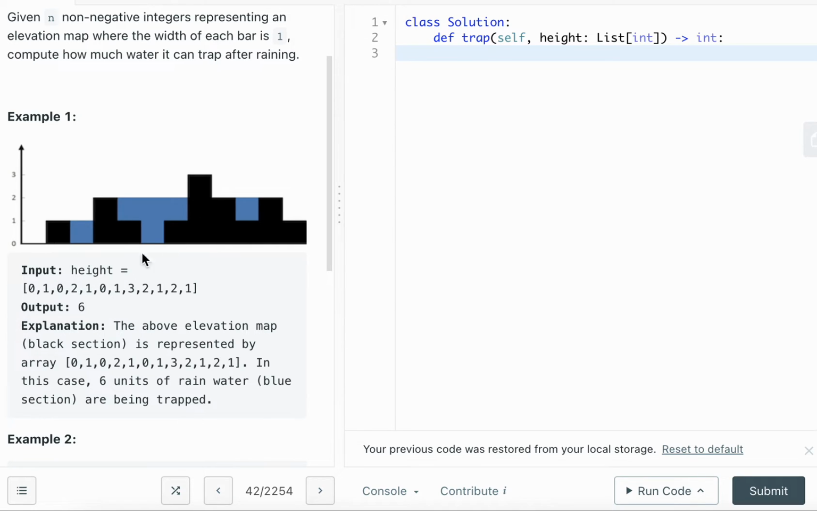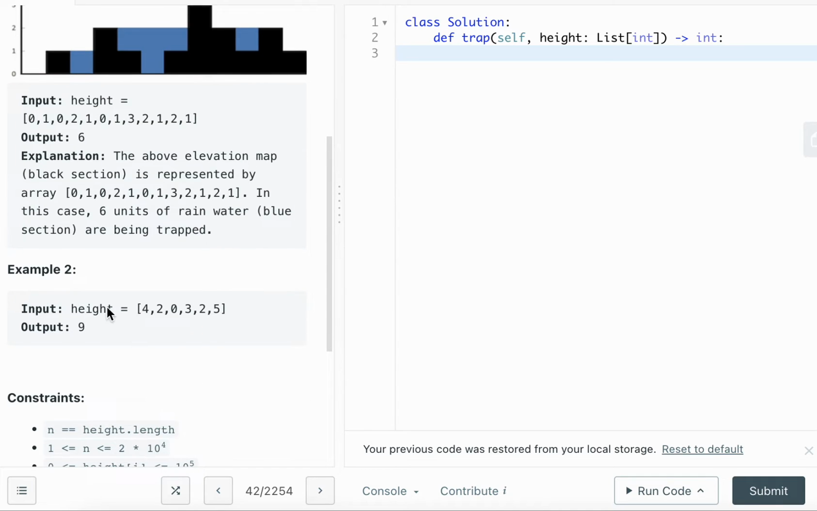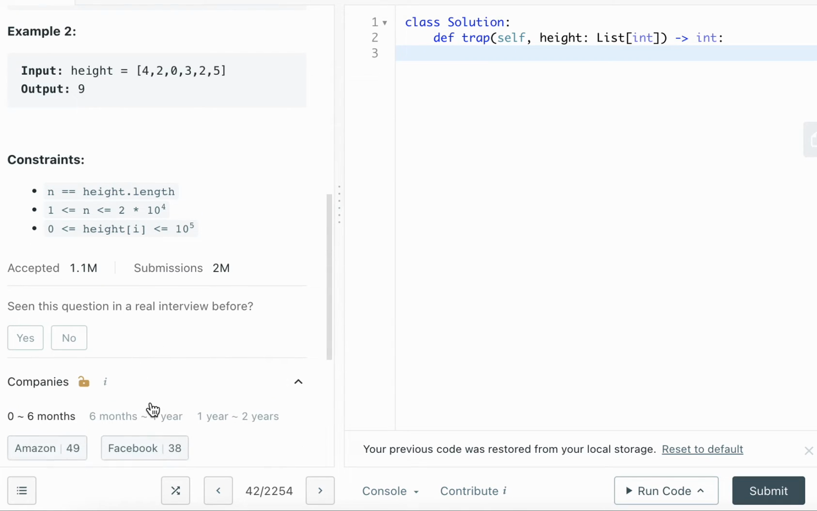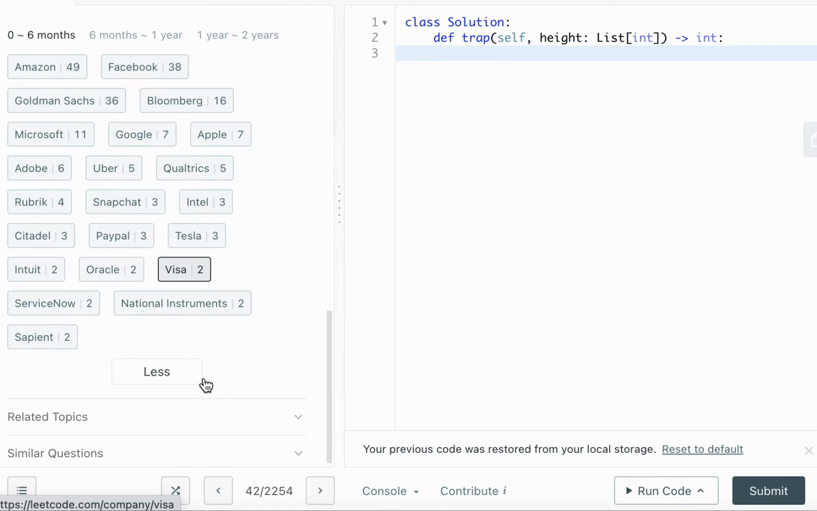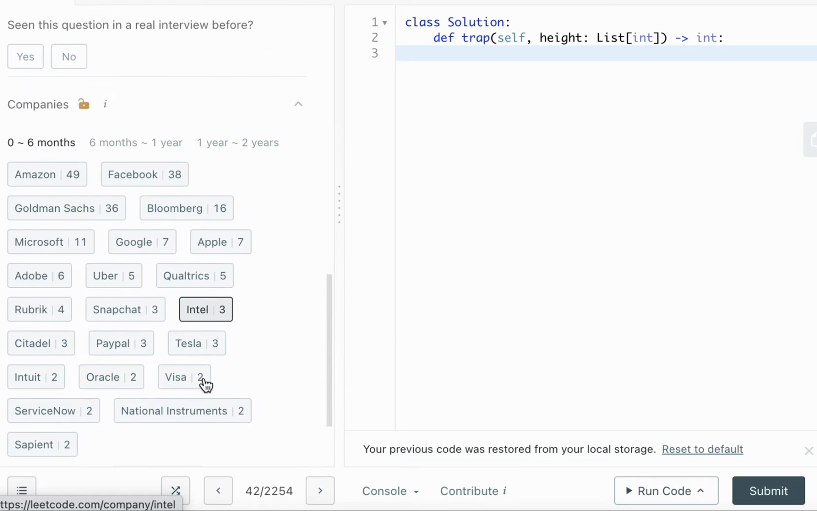If you look at the graph here, it's basically 0, 1, 0, 2, 1. That's the array that they showed to us here. Then the max area is 6. This and this all add up together to 6. In the second example, the max is 9, and there are some constraints here. A huge number of companies have asked this question in the last 6 months. Definitely a great question to practice on.